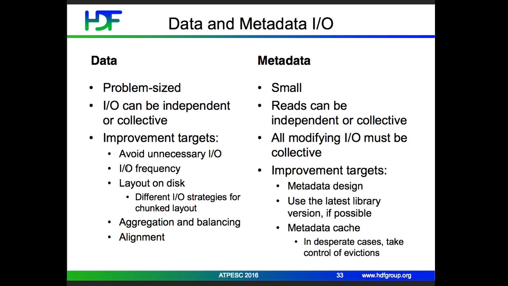If you are asking what rules of thumb we provide for parallel HDF5: for data which are problem-sized, I/O can be independent or collective. Independent is typically fine, and so is collective, again with the caveat that you make sure the buffer sizes are not completely too small. That's typically the problem. They are too small or they are too few.